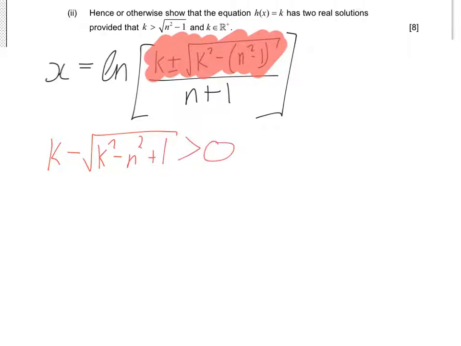Has to be greater than 0. And also, in order to get 2 solutions, I have to be able to take the square root, which means the thing inside the square root, the discriminant, also has to be positive. k squared minus n squared plus 1 has to be greater than 0.